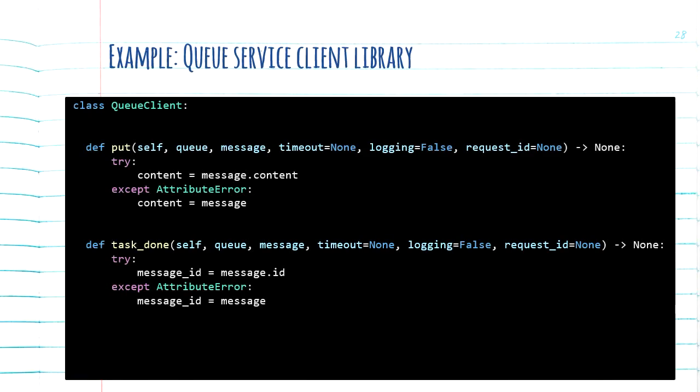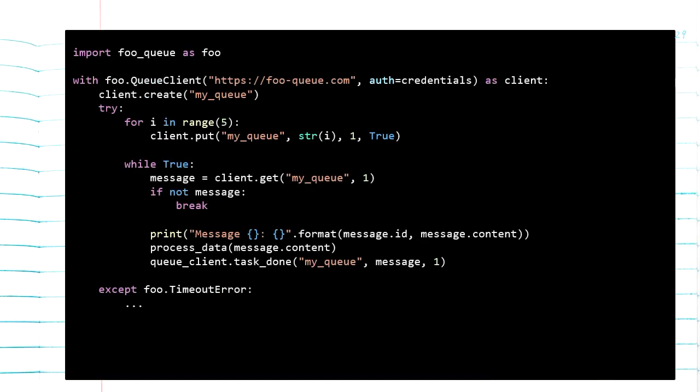So now our functions might look a little bit more like this. We take a message as a parameter. We check if that message is a complex object and pull out the attribute data if we need it. Otherwise, we pass it through directly. How does our customer code look now? Not a whole lot different. You can see we've changed the create function name. We've also changed the task done method, so now it takes the message directly.